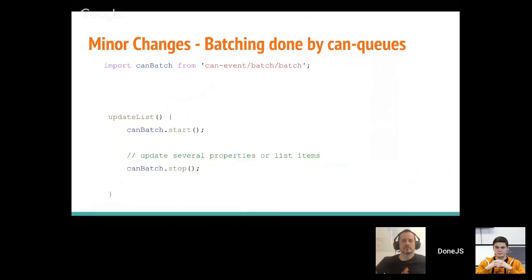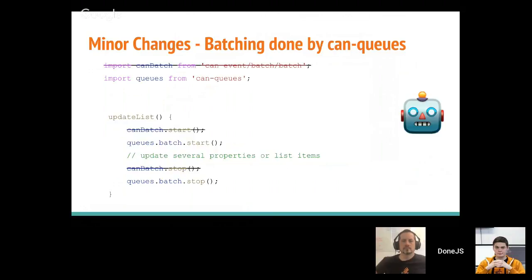All right, so let's get into it. The first minor change: CanJS 4.0 adds a new module called can-queue that does all the event batching within CanJS. So what used to be can-event-batch is no more. Now, if you're manually batching things in your application, you want to get rid of that, install can-queue and use queues.batch.start instead of can-batch.start. We have this nice little robot emoji here that tells us that this is handled automatically by the code mod. So you don't actually have to make this change yourself. This will happen when you run can-migrate.